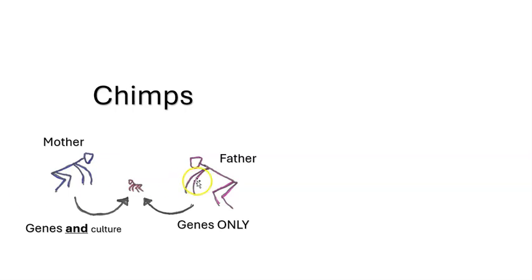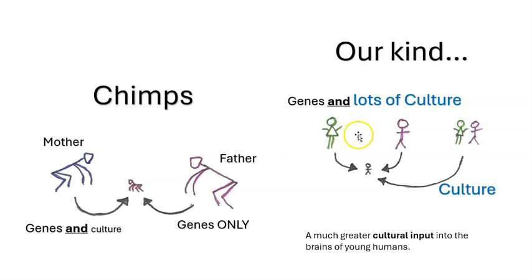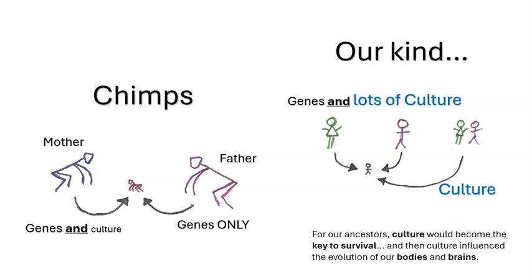So, to summarize then, in chimps, we have mothers and fathers contributing genes to their offspring, but minimal culture from the mother's side. In our kind, of course, mothers and fathers contribute genes to their offspring, but lots of culture as well. And indeed, other members of the human group transmit culture to offspring as well. So there's just a much greater cultural input into the brains of young humans. For our ancestors, culture would become the key to survival, and then culture influenced the evolution of our bodies and our brains.